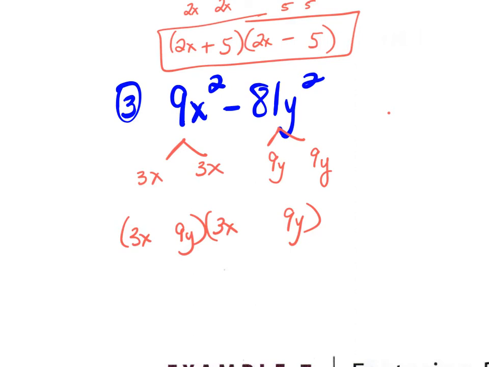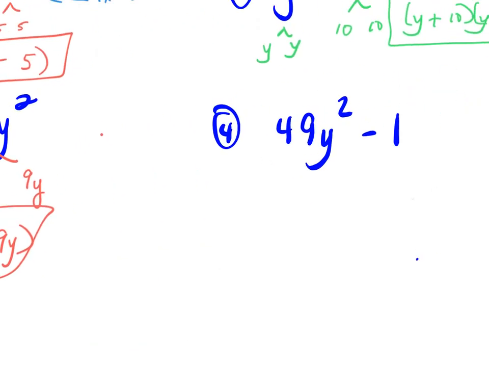And then what are my signs in the middle? Plus and minus. Good. Could I factor that a little bit more because they both have a 3 and a 9? Yes, but we're not going to worry about that right this second. All right, let's look at this one.